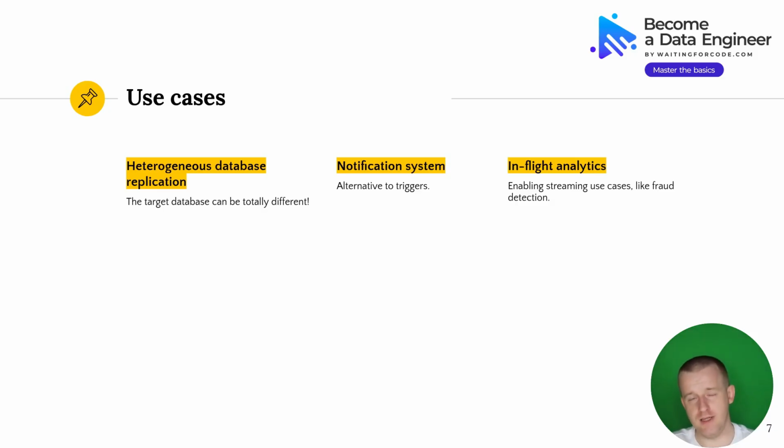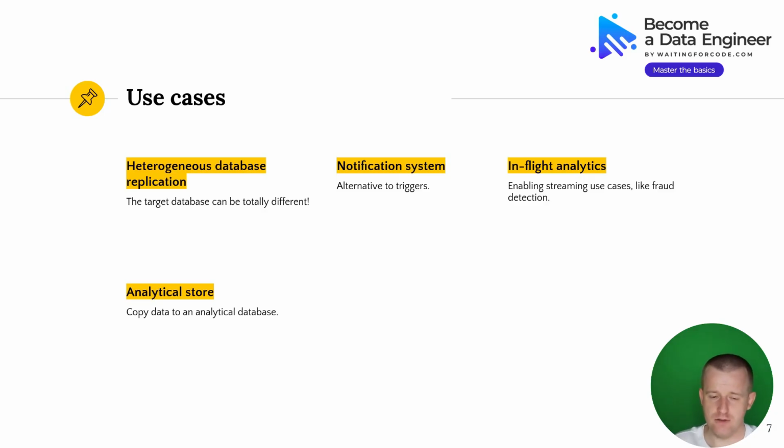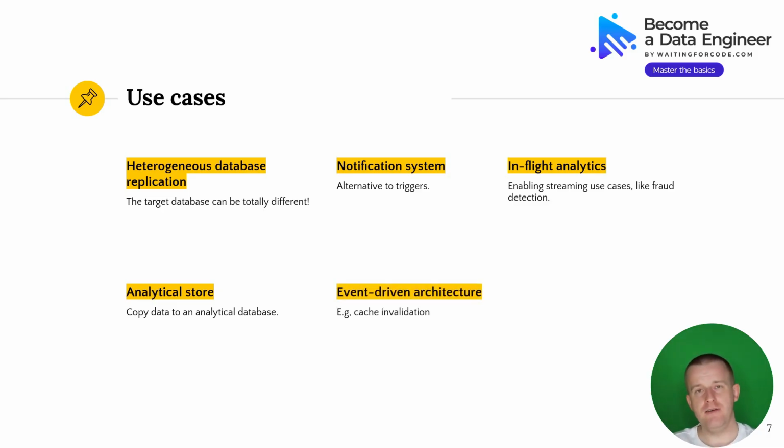For example, fraud detection, which is very often reserved to the streaming world because you don't want to detect the fraud after the fact, but before. In the category of heterogeneous database replication, you can use this CDC to create an analytical store from the transactional store, so copy the data to some analytical database, like for example a data warehouse. And finally, you can have some event-driven architecture. You can imagine having a distributed cache somewhere and use the information from the transactional database to, for example, invalidate or update the distributed cache.